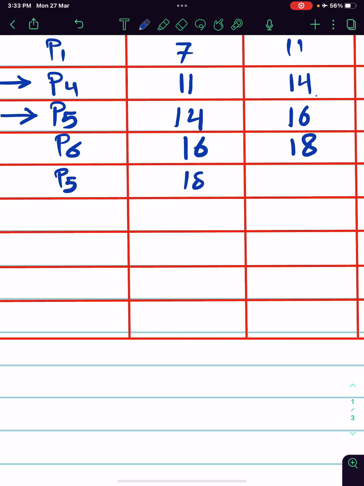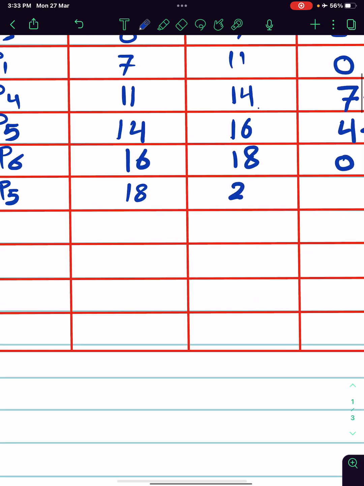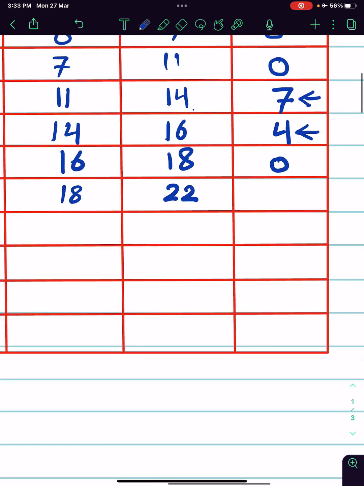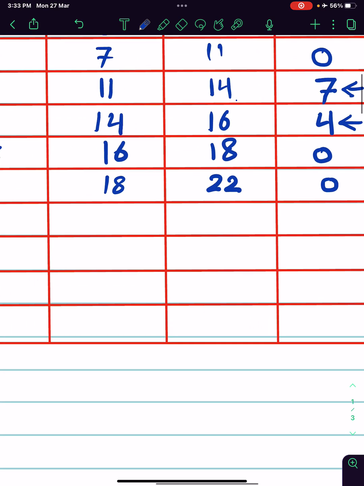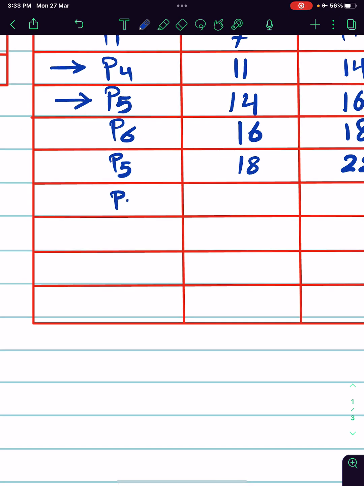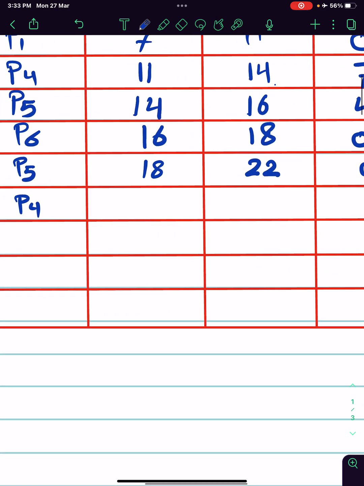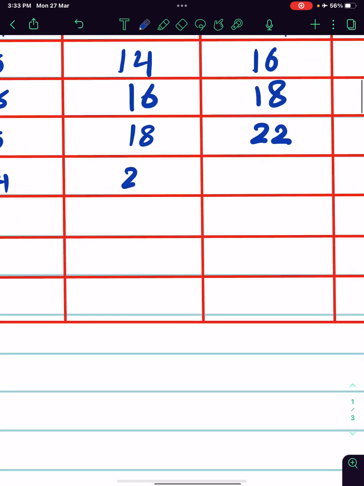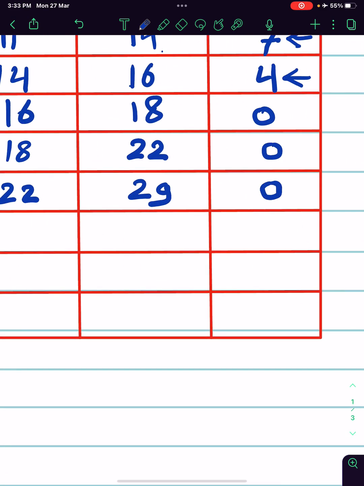You're going to start at 18. The remaining time is 4, so you're going to be finishing at 22, and the remaining time is 0. And then the only remaining one now is P4 that has a 7. You're going to start in 22. With 7, you're going to finish at 29, and the remaining time is 0.